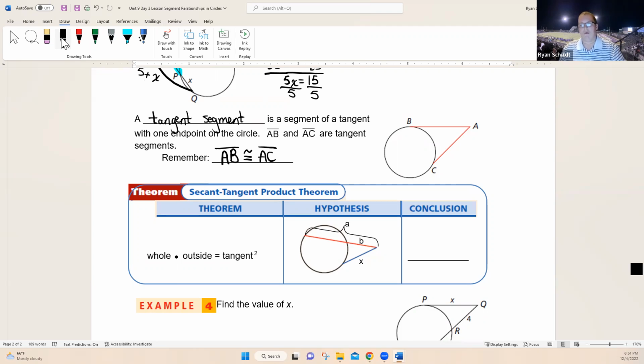So now we're going to have the secant tangent product theorem, meaning the tangent is going to touch just the outside. The secant's going to just bust its way through the whole circle. Move out the way. Okay, that theorem says if we take the whole secant, so this piece on this side is talking about the secant, the whole secant times the outside is equal to the tangent squared. So A times B equals x squared.